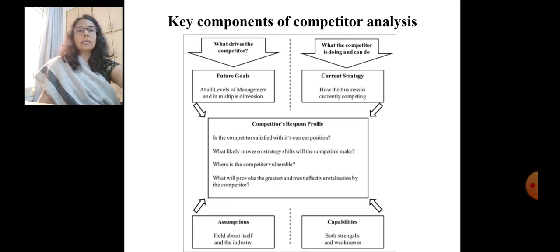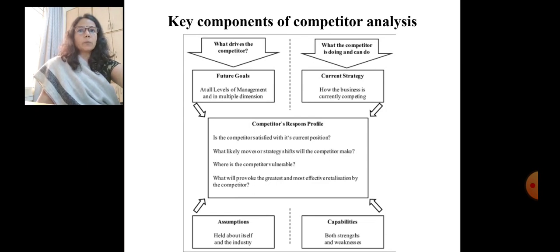Well, you can see on the slide the key components of competitor analysis, which talks about what drives the competitor on the left hand side, and on the right you can see what the competitor is doing and is capable of doing, that is, what he can do. So in that you have future goals and current strategies. In future goals, it talks about all levels of management and multiple directions, and in current strategy, how the business is currently competing.